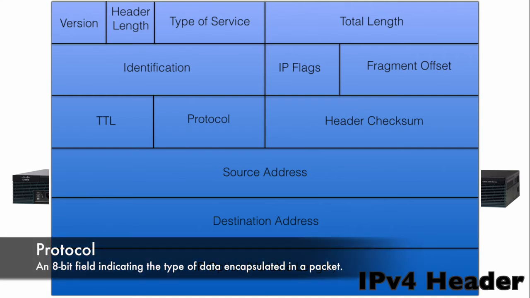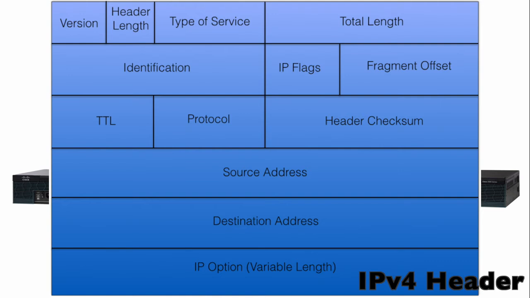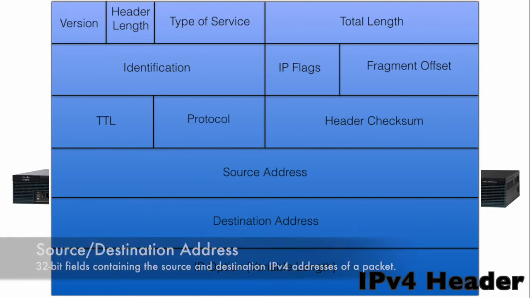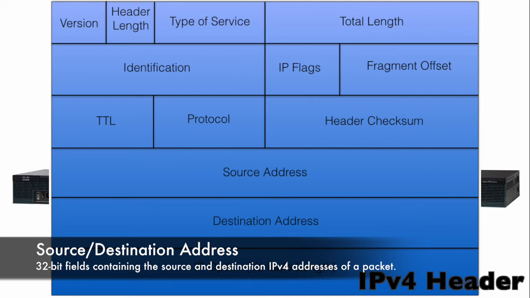Also notice the protocol field. This is an 8-bit field, and it says what kind of data is encapsulated inside of this IP version 4 packet. Commonly, we'll find a code representing TCP or UDP, layer 4 protocols that are encapsulated inside of this layer 3 IP version 4 packet. And with IP version 4, the IP addresses are 32 bits in length, and we've got a source field and a destination field for the source and the destination IP version 4 addresses.